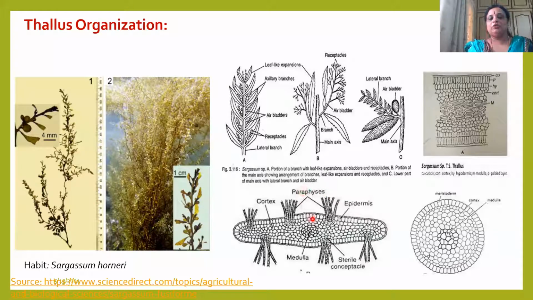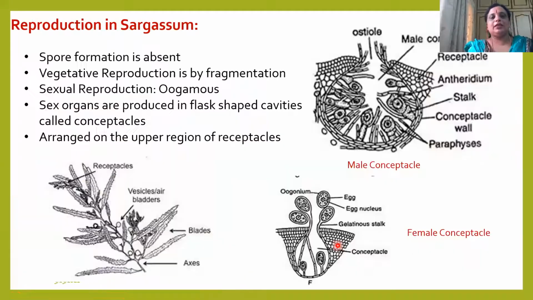The main function of the sterile conceptacle is that they keep the receptacle moist by producing certain mucilaginous substance. During unfavorable conditions, these receptacles are kept moist because of the presence of the sterile conceptacles. So till this we studied in our last class.